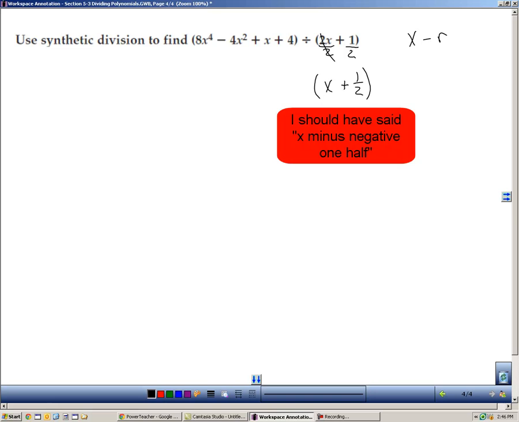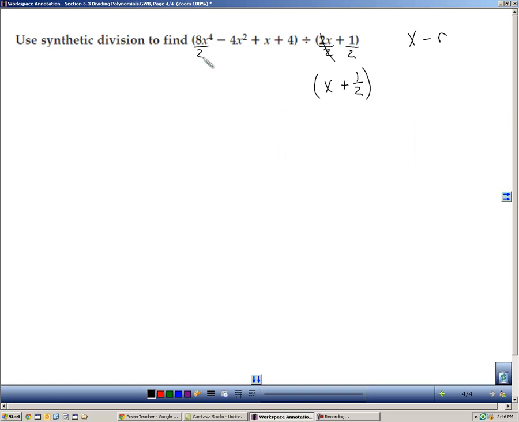Now if we do that, if we divide by the 2 here to help us use synthetic division, we also have to divide everything in the dividend by 2. If I do that, I end up with a new polynomial of 4x to the 4th minus 2x squared plus 1/2 x, over 2 is 1/2, plus 2, and that now is divided by my x plus 1/2. So we make some numbers that are a little more complicated, but now we can use synthetic division.